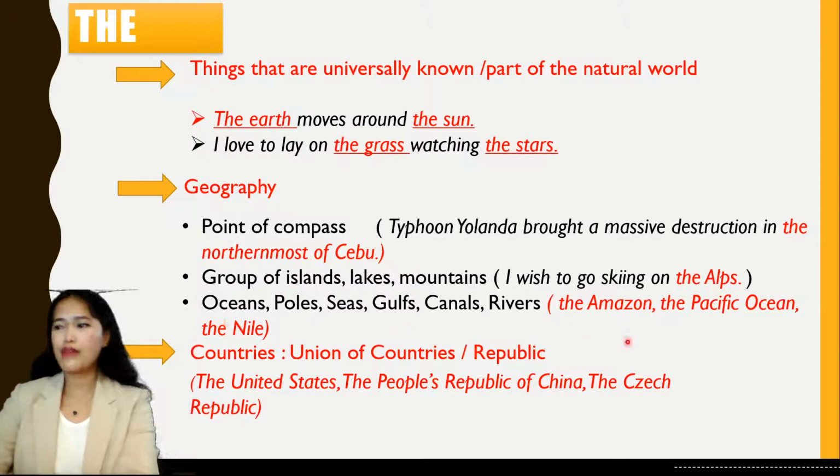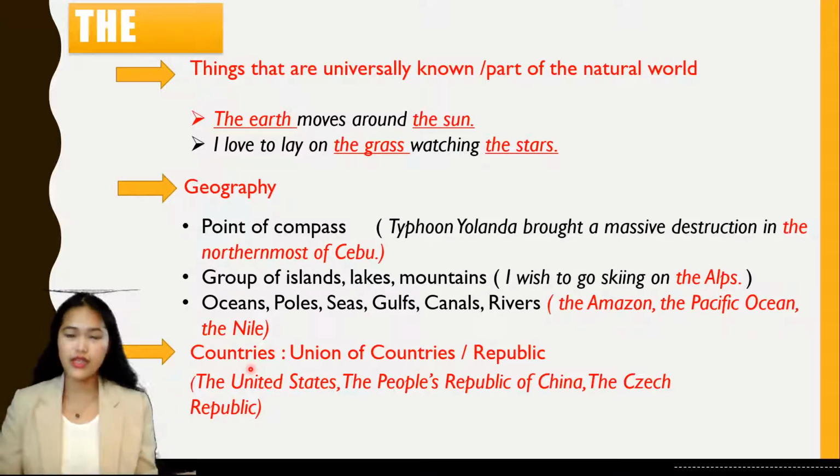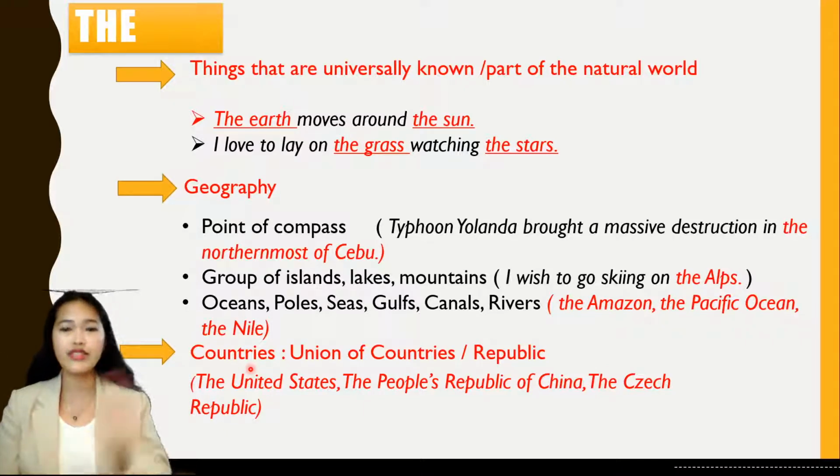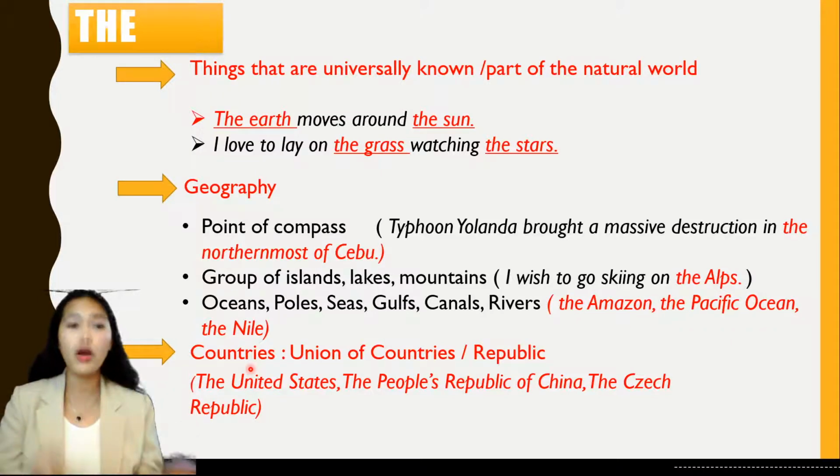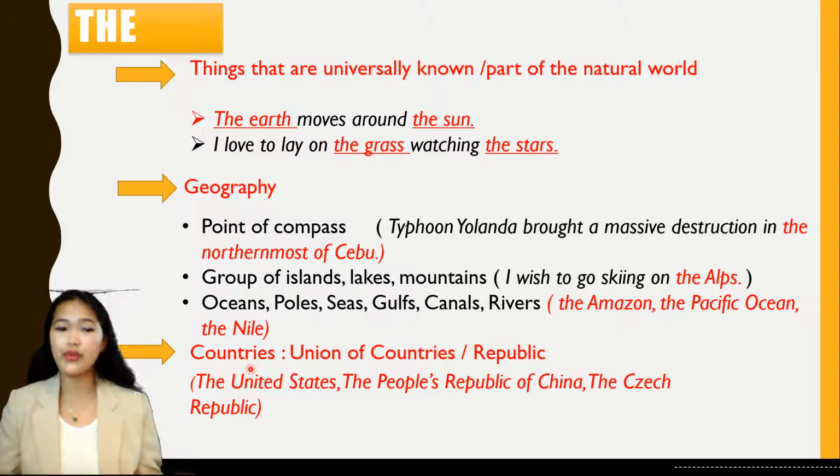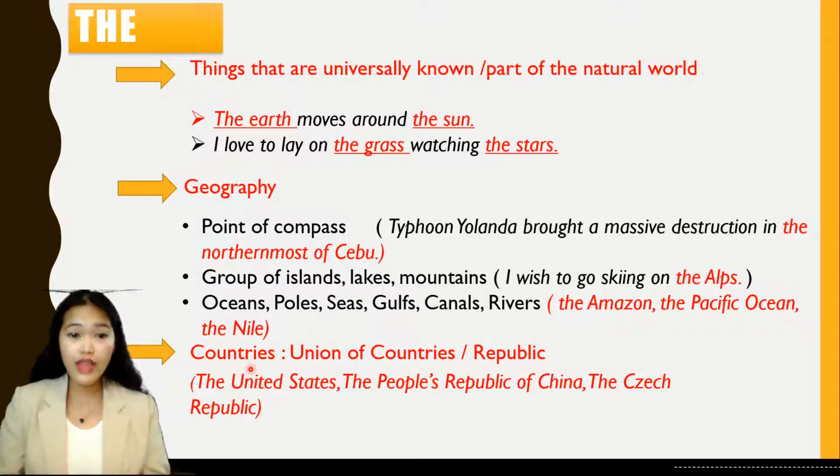Okay, so the Amazon, the Pacific Ocean, and the Nile. Next, countries, especially countries that are a union of countries. If you start saying republic, before the word republic you will say the. Republic and union of countries, for example, the United States.